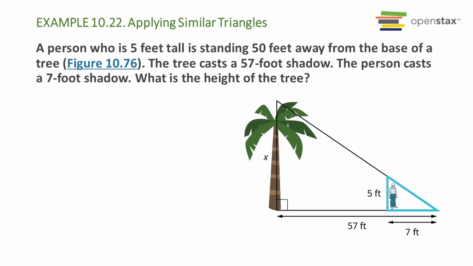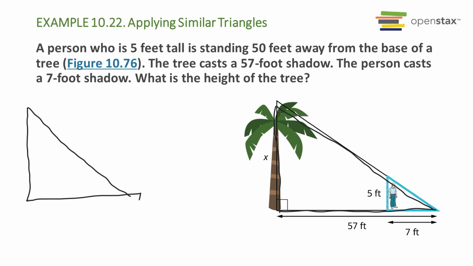This is one of your quintessential textbook geometry problems. A person who's 5 feet tall is standing 50 feet away from the base of a tree, as shown in this figure. The tree casts a 57-foot shadow, and the person casts a 7-foot shadow. What's the height of the tree? What I like to do is notice you have really two triangles, the big triangle and the small triangle, so I like to break them apart.